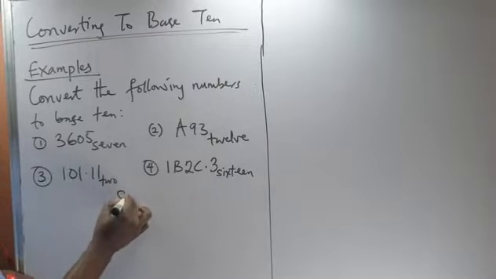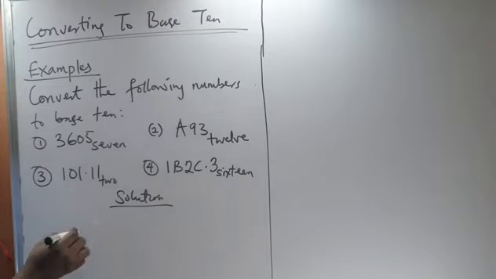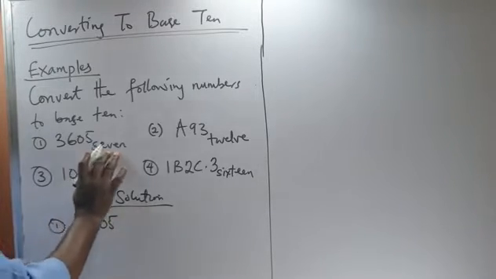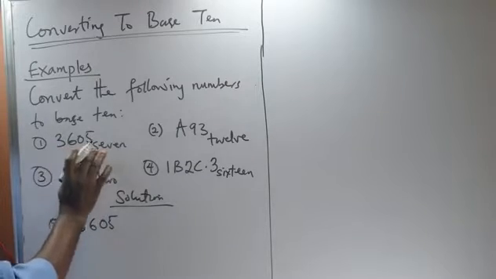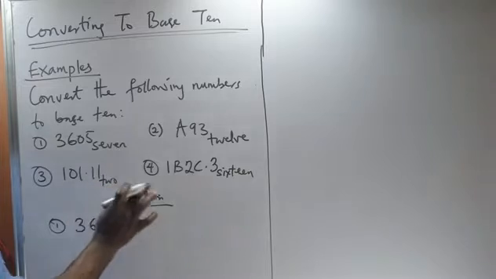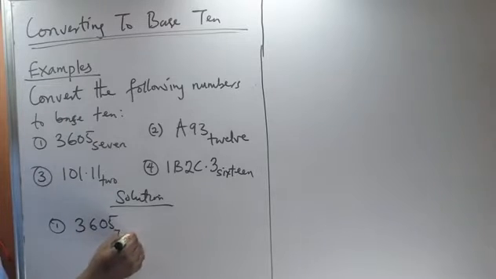So we look at the first one here. The first one is 3605. This one is in base 7. You can see the bases are written as a subscript below the number, not beside it exactly. As you can see, it's below it. That is 7. This one is in base 7.